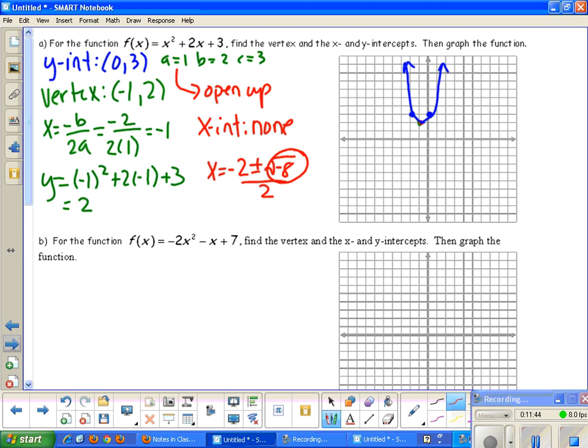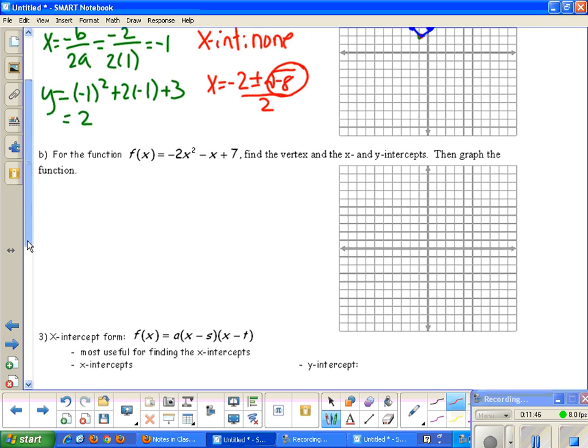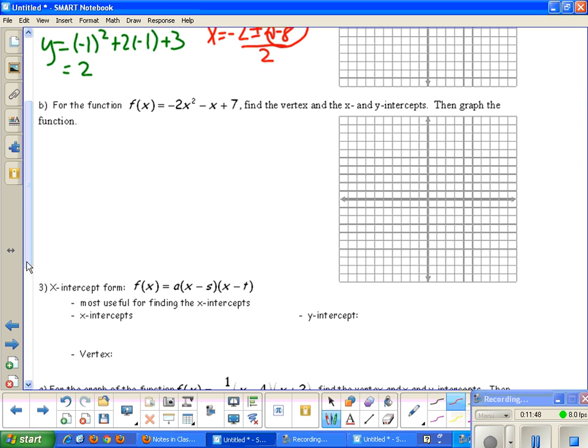So if we look at B, let's go ahead and do this graph. For this one, it says for the function -2x squared minus x plus 7, find everything that we just did in the last one. So again, the easiest thing to find first would be the y-intercept. If I plug 0 in for x, I get (0, 7). So 0, 1, 2, 3, 4, 5, 6, 7 would be right around there.